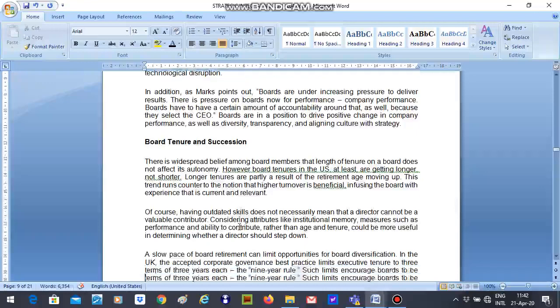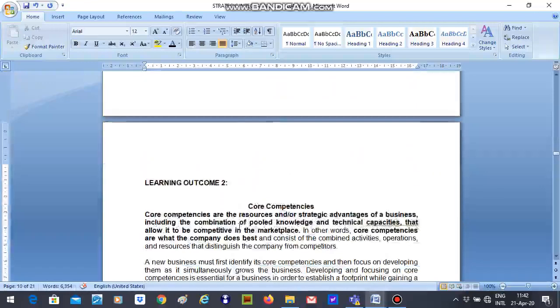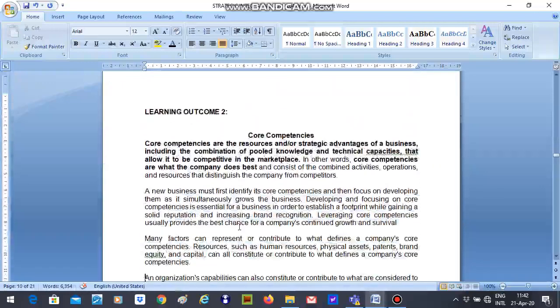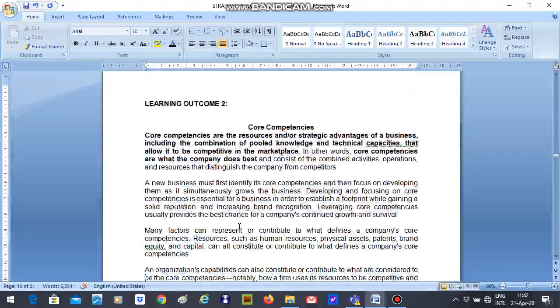And so you need to plan ahead, you need to know how to plan the change. Let's go to LO2. LO2 is looking at core competencies, and I'll just have to now tell you what competencies are, capabilities and resources, and then the rest is yours to read.